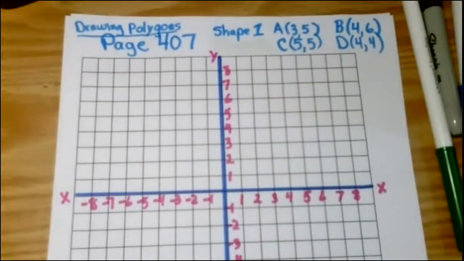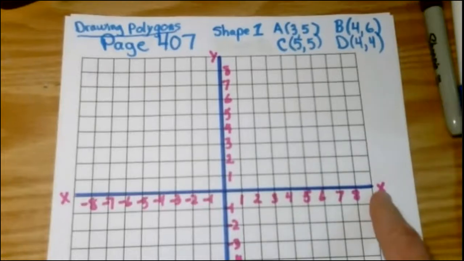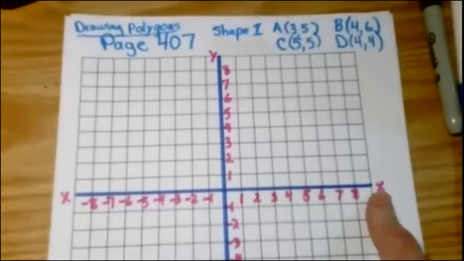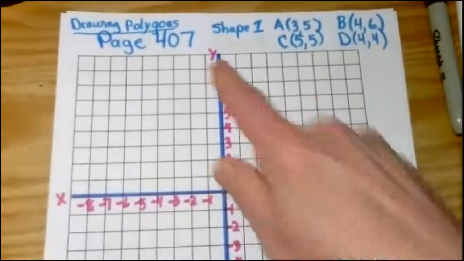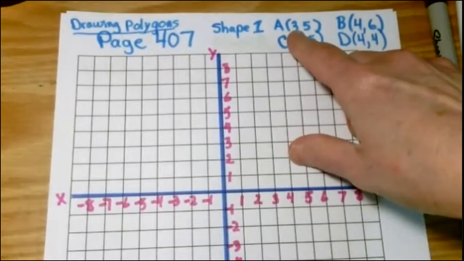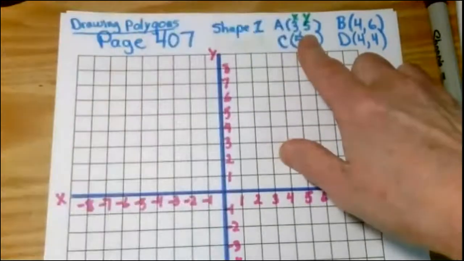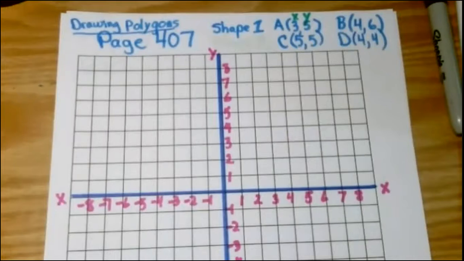So this is kind of fun. It's just connecting the dots once you plot your coordinate points. So we're going to plot our points. Remember, this is your x-axis, and this is your y-axis. So point A is 3, 5. Remember, the 3 is the x. The 5 is the y value. X is always first. X comes before y in the alphabet. It also comes before y in coordinate graphing points.